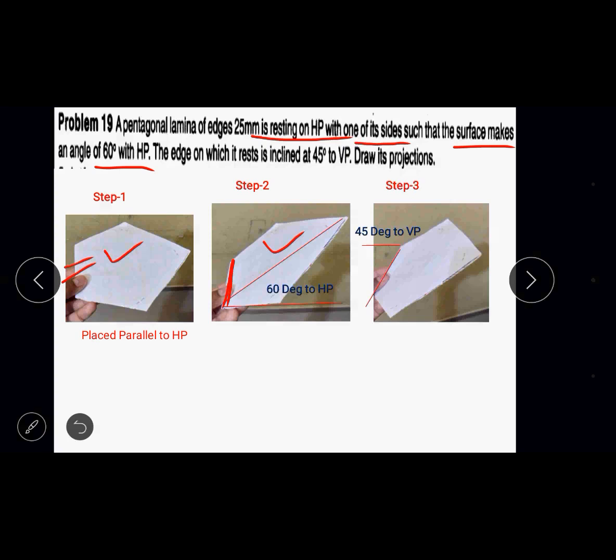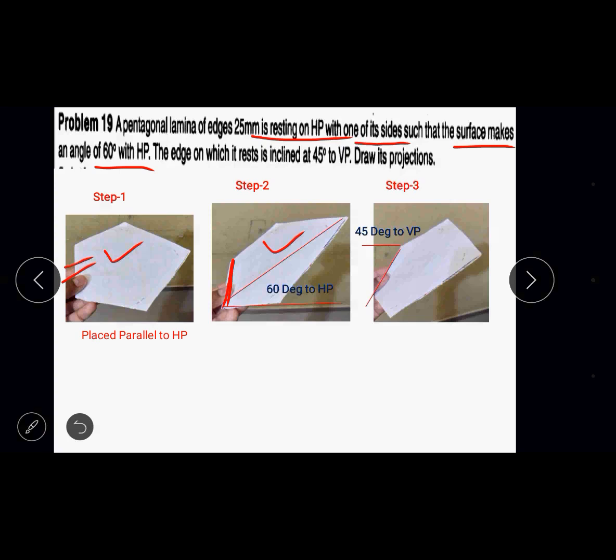The angle line I have shown you, the horizontal line and then the inclined line. The horizontal line is the reference. The horizontal line indicates the horizontal plane. With reference to the horizontal plane, I have tilted the lamina to an angle of 60 degrees in anti-clock direction. So that is step 2. In step 2, the entire surface of the lamina is tilted 60 degrees to HP.